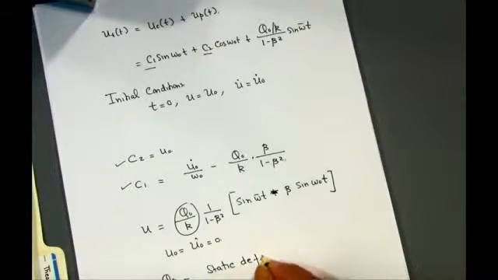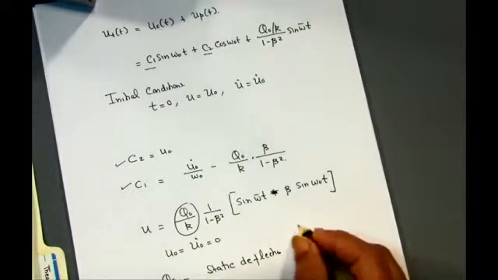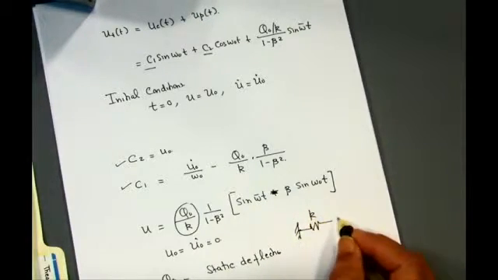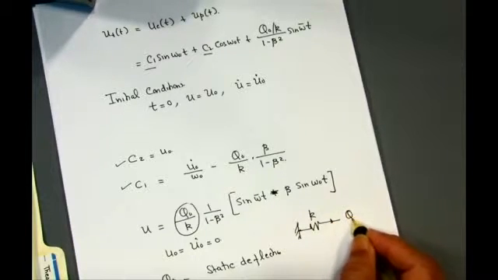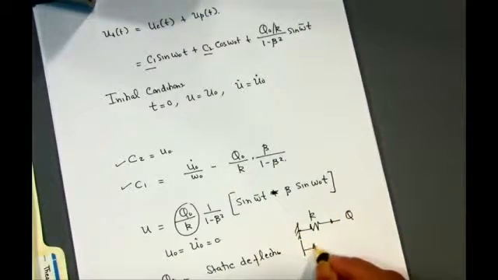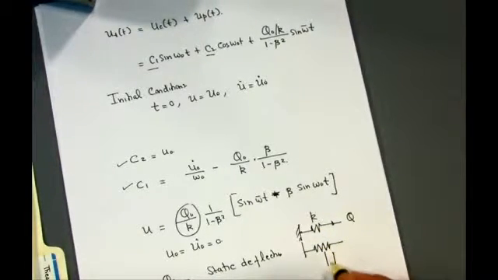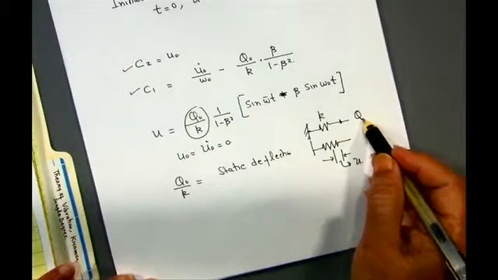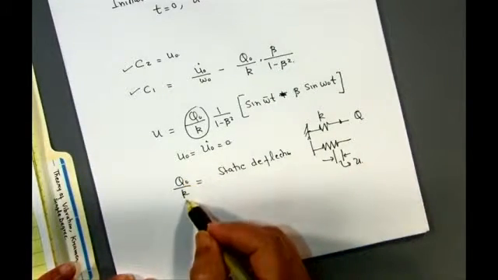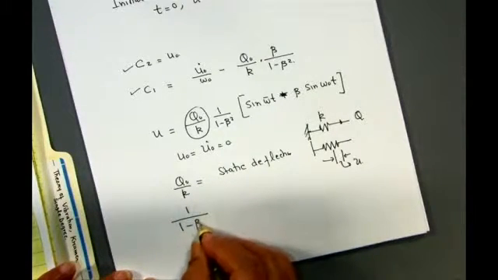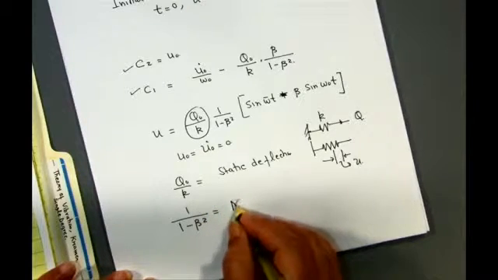And what does it mean really, static deflection? It means that if you have a spring of certain stiffness k and you apply a force of q, it's going to be in that position. It will pull, and so this is a change in the displacement, and that is under static condition. We didn't move anything, this force is not dynamic. So q over k is a static deflection. Okay, and 1 over 1 minus beta square is called the magnification factor.